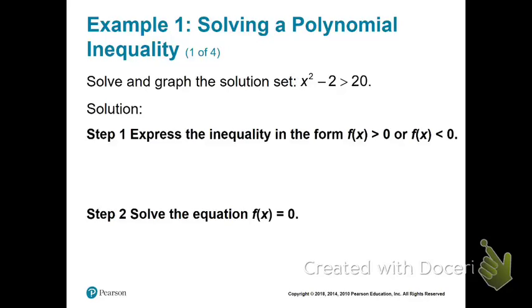All right, so let's solve and graph the solution set. X squared minus 2 is greater than 20. So our first step is to get 0 on one side. How do I do that? Okay, good. Move the 20 over. So x squared minus 2 is greater than 20, so move the 20 over. So x squared minus 22 is greater than 0.